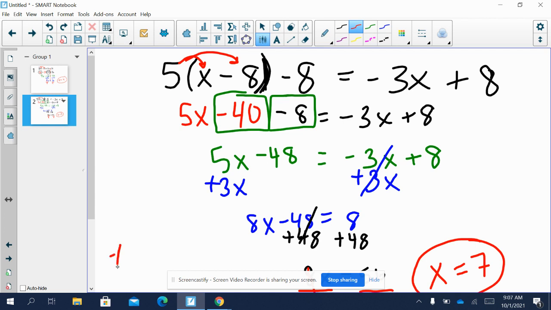So in my calculator, I would have substituted in a 7 for x, and when I did so, I would have gotten negative 13 on the left. I would have gotten negative 13 on the right, so it checks out. That's my checking step.